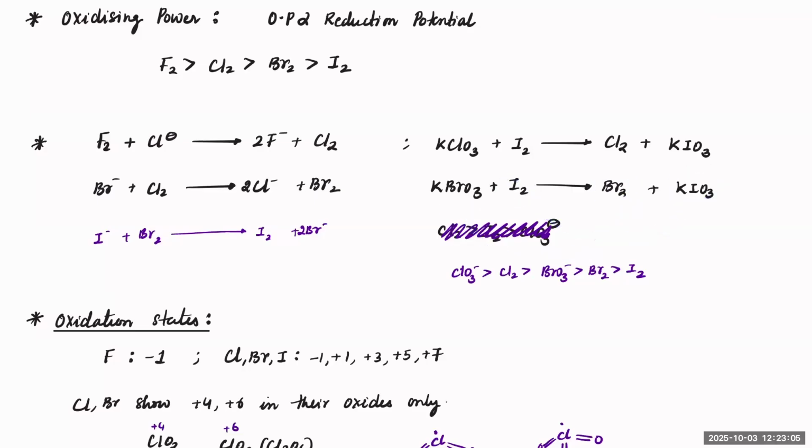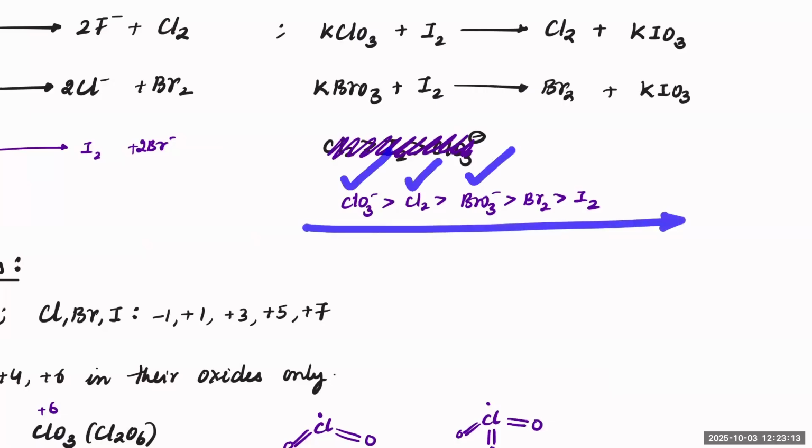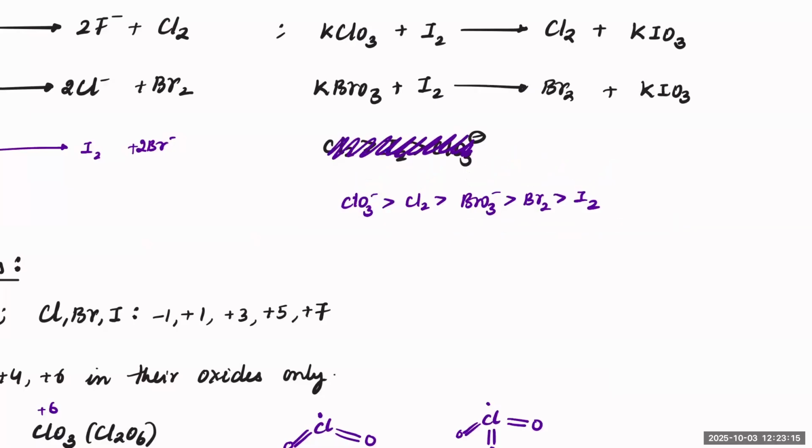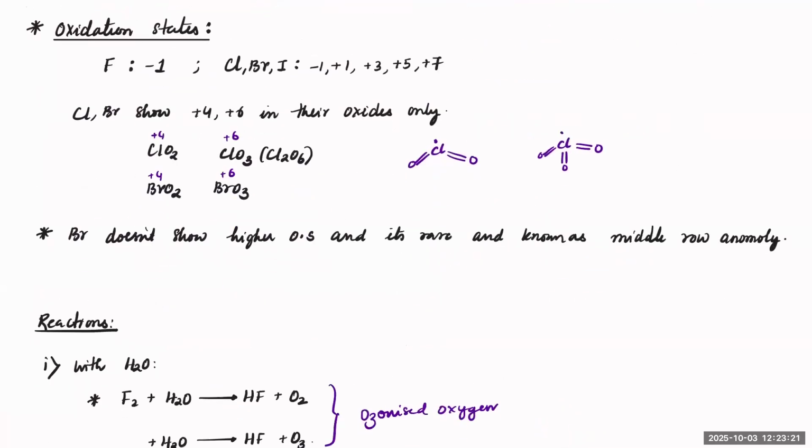IO3 minus. So if I put everything in the perspective of the oxidizing order, this will be the correct order. That is ClO3 minus, then Cl2, then BrO3 minus, then Br2 and F2. Of course, F2 will be the highest of all. Done.